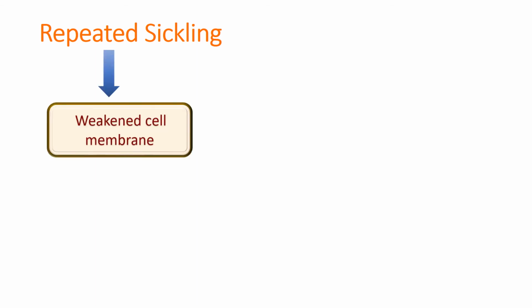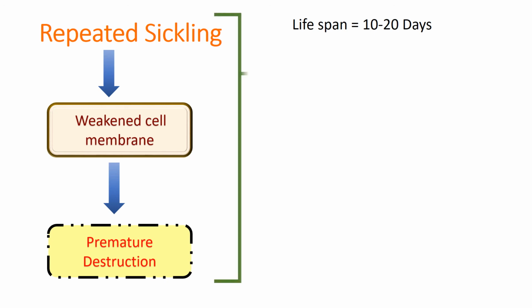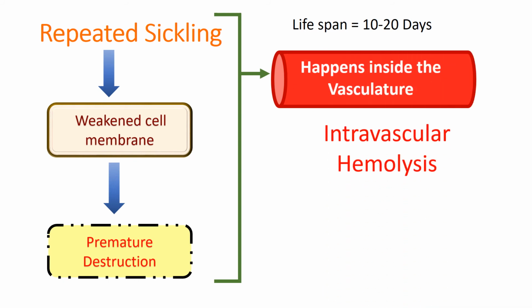Repeated sickling. How exactly does repeated sickling lead to anemia? The cell membrane gets weak just after a few sickling episodes, and we know that the mature red blood cell lacks organelles like ribosomes to form new protein. So just after a few wear and tear, the sickle red blood cell meets its fate of premature destruction. The average lifespan of a sickle red blood cell is 10 to 20 days. Since all this happens inside a blood vessel, it's called intravascular hemolysis. This leads to anemia.